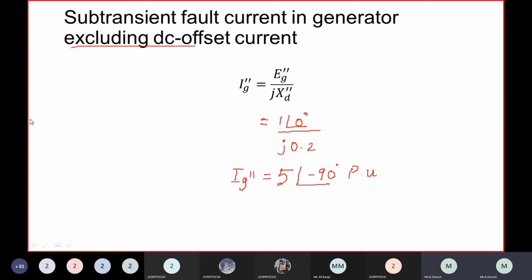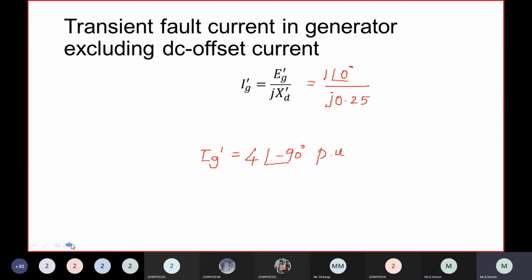Now you can easily calculate the subtransient fault current in the generator, excluding the DC offset current. The expression is Ig double dash equals Eg double dash by jXd double dash. Eg double dash we are assuming as 1 at an angle 0, and Xd double dash is j0.2. So the subtransient fault current is 5 at an angle minus 90 per unit. This is my subtransient current.